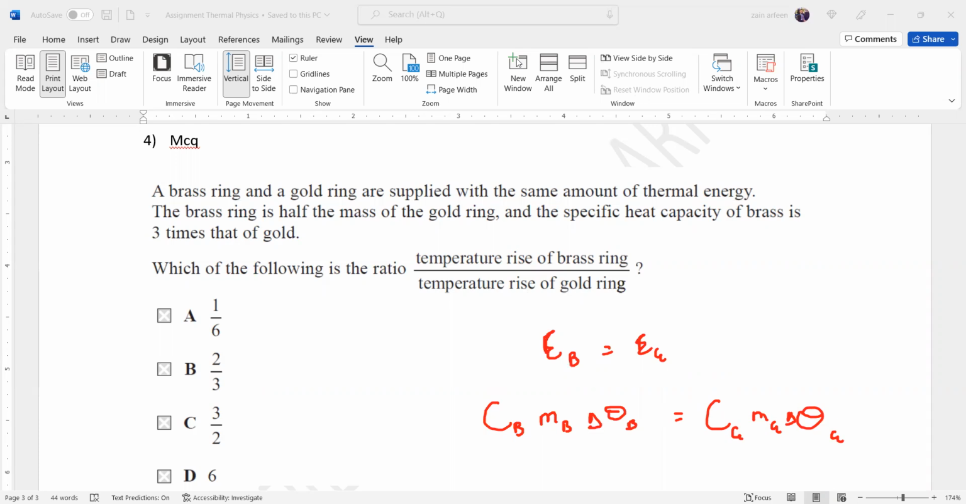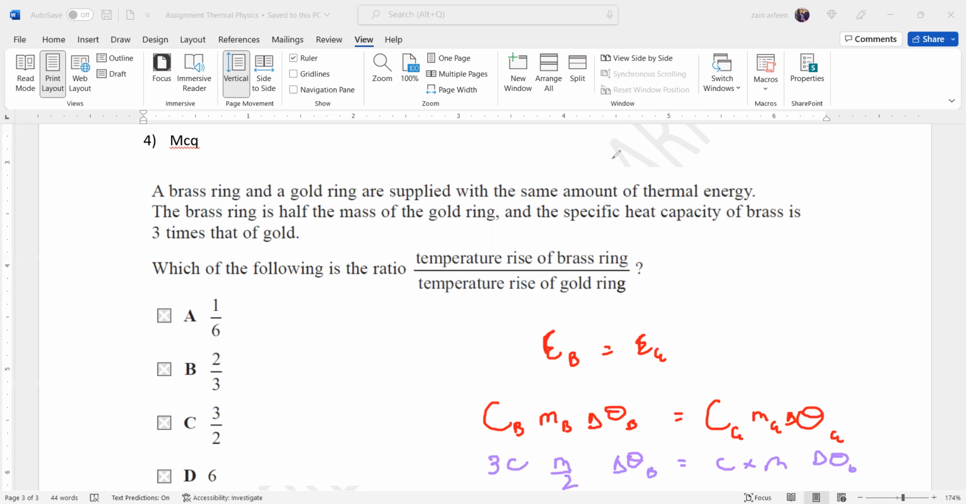When we substitute the values, they mention the brass ring has half the mass of the gold. So if this is m, this will be m by 2. And the specific heat capacity of brass is 3 times, so if this was C, this will be 3C. And we need delta theta of the brass and the gold.